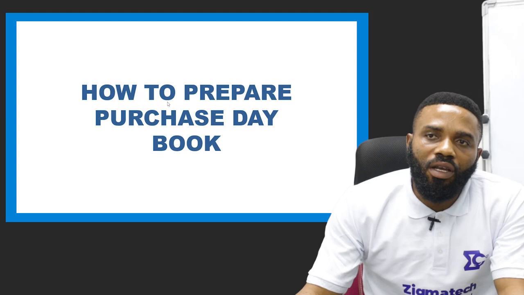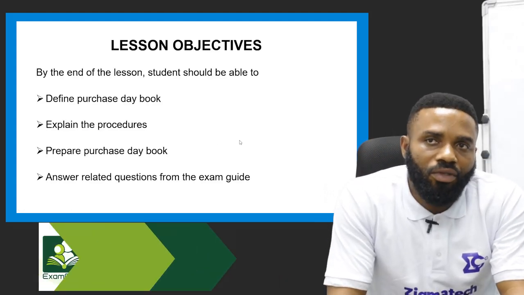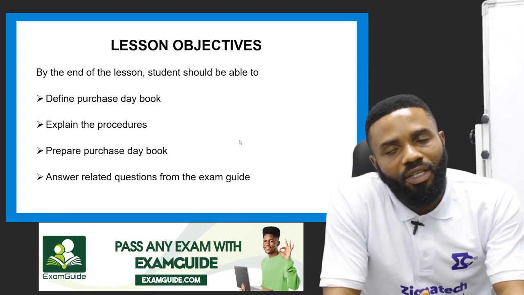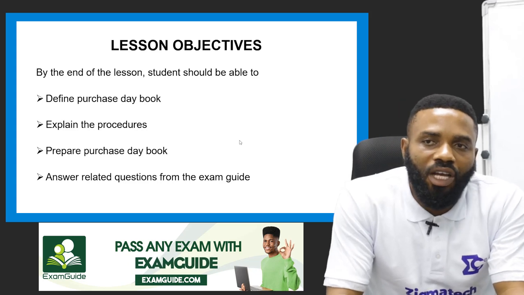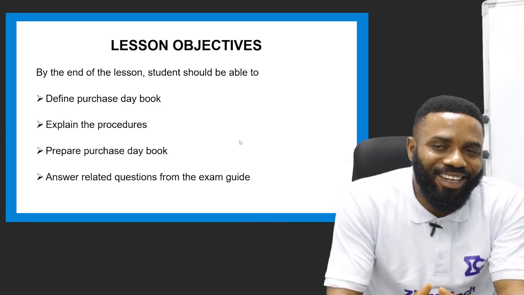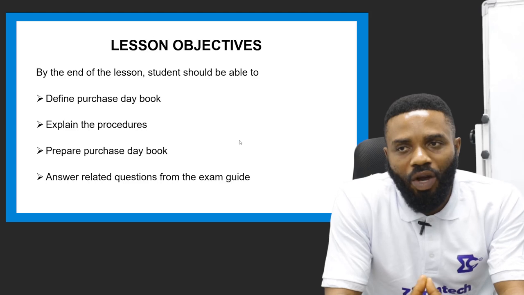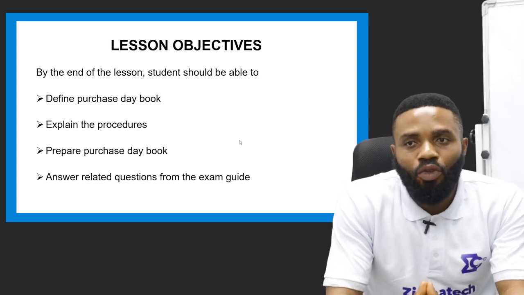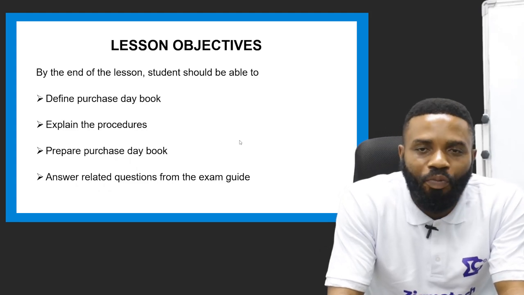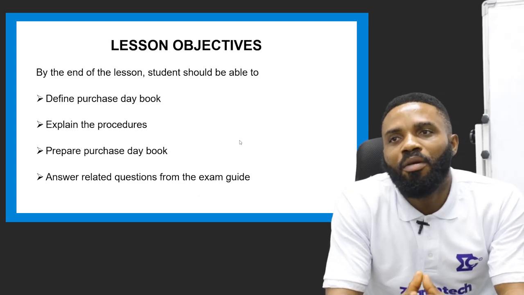Purchase day book is one of the subsidiary books of account that is used to record daily purchase on credit. But most times students find it very difficult to prepare this book or understand the systems around its preparation. That is why in today's lesson we'll take time to explain some of the things that students are supposed to know, if not all the things you are supposed to know when you are preparing the purchase day book.